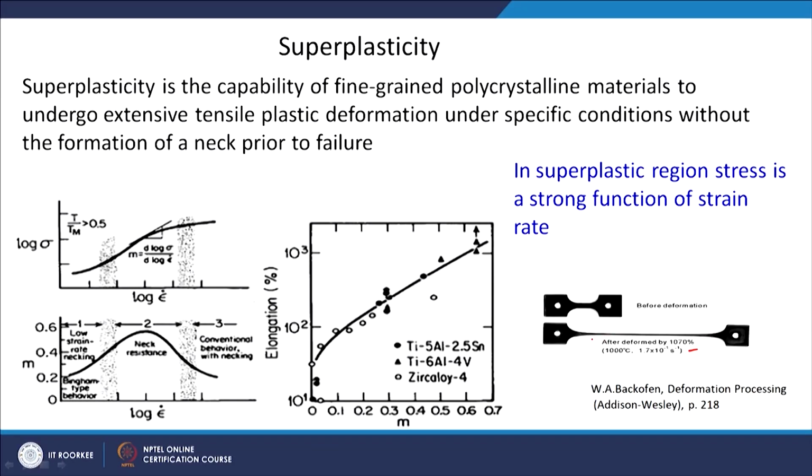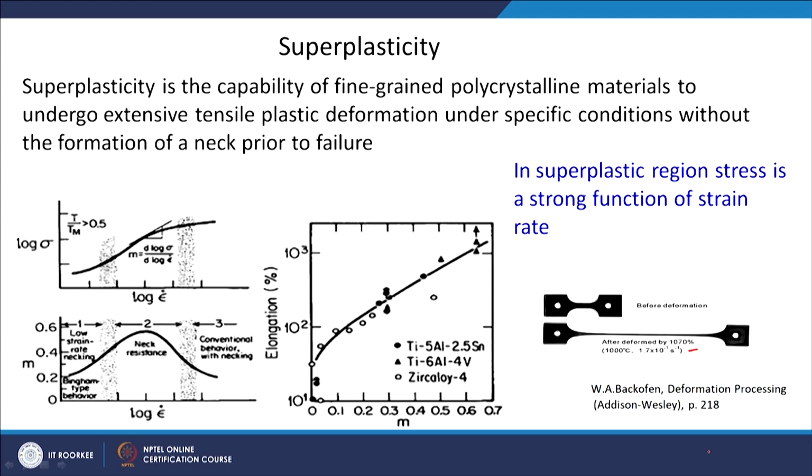The other unique thing you can see here is that the deformation is uniform throughout the gauge length, from very close to one shoulder to the other shoulder. There is no deformation localization and no neck formation. So this kind of very uniform elongation you are able to get, very high elongation in this particular material.